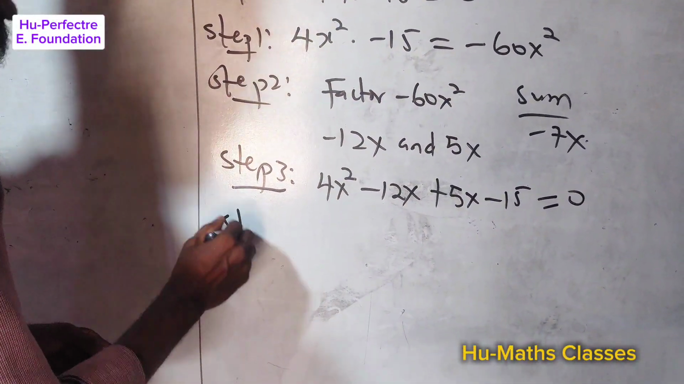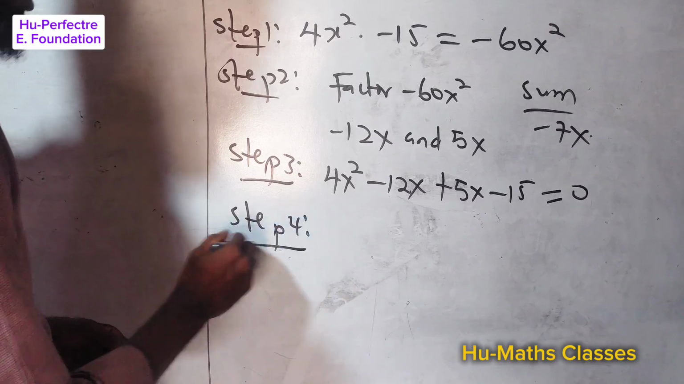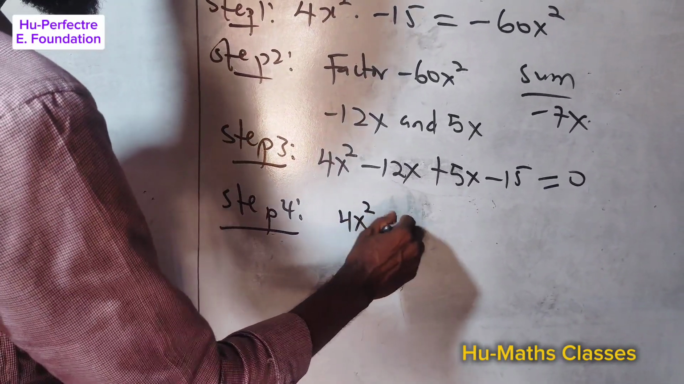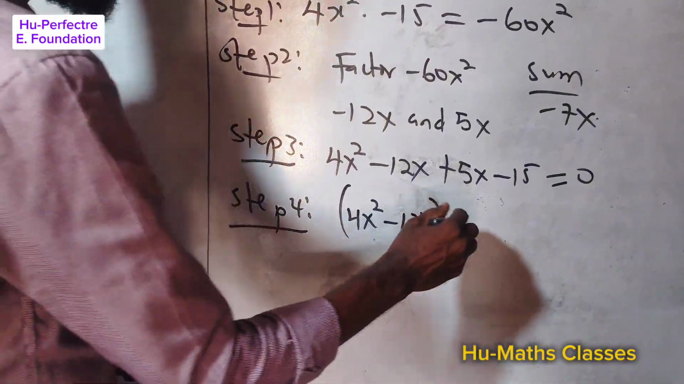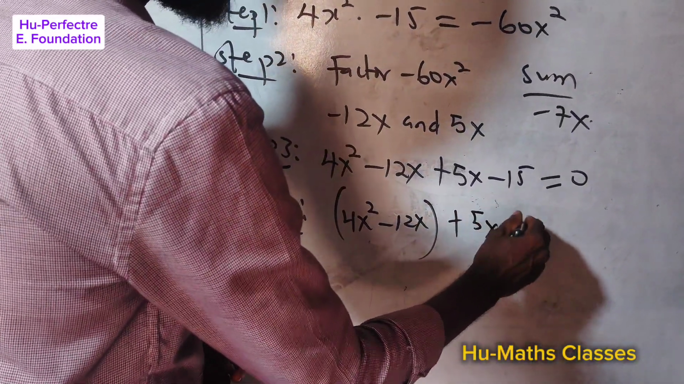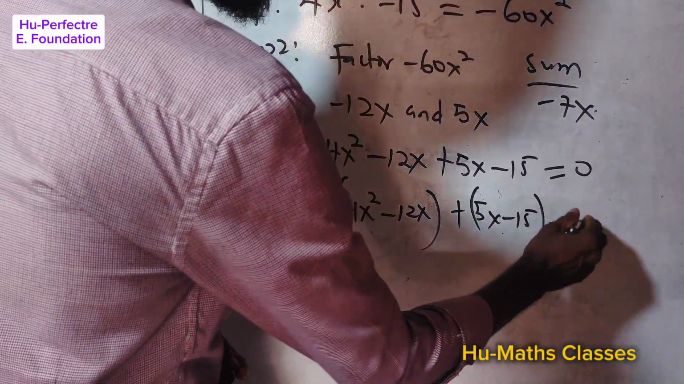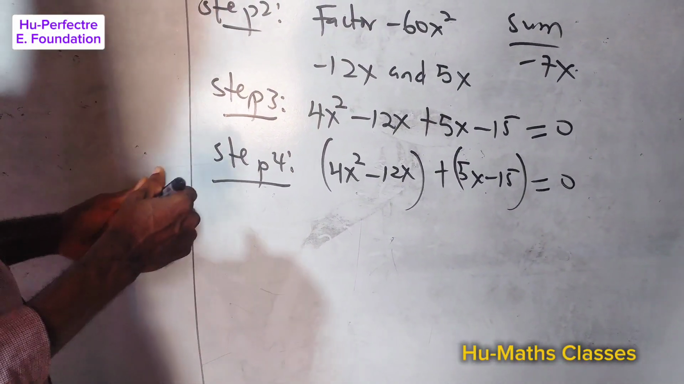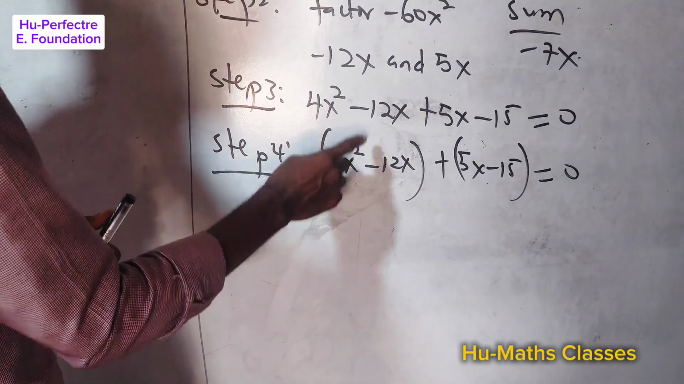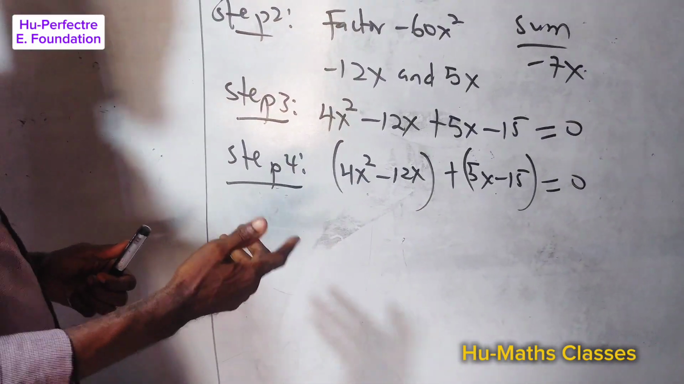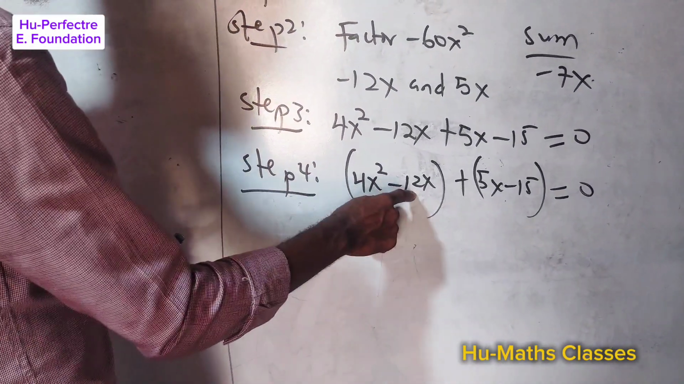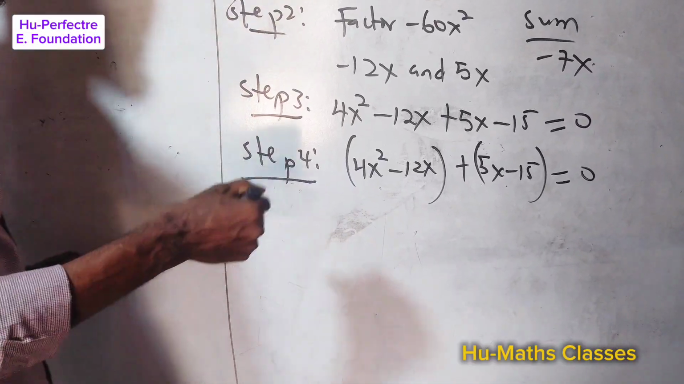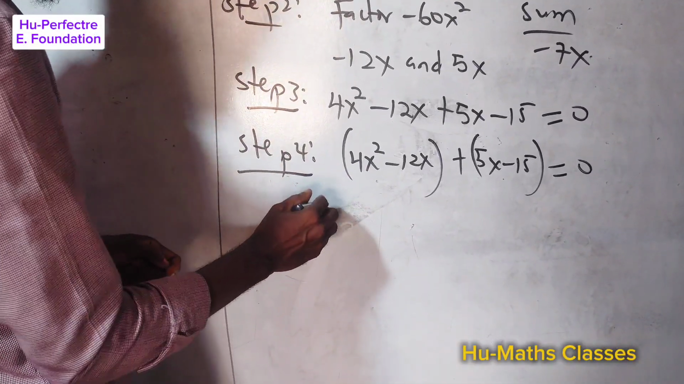Now step 4, I said factorize by grouping. So you have 4x squared minus 12x grouped, plus 5x minus 15 in that way, is equal to 0. Then bring out common factors from each of the brackets. For the first bracket, 4x squared minus 12x, what is common there is 4x. 4 will divide 12 and x will divide x. So 4x is common. I'll write the 4x out of the bracket and open up a new bracket.